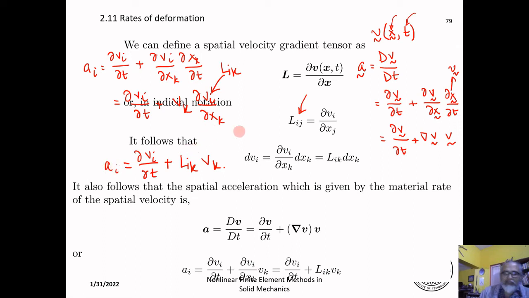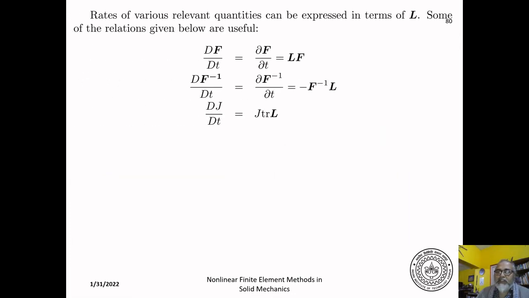Now, several other quantities, several other rates can actually be expressed in terms of this very important tensor, which is the velocity gradient tensor. For example, these are some important results. Let us take the case of F, which we know is F_ij e_i e_j. We can write it like this, and F_ij is ∂x_i/∂X_j. Now note that this small x_i is a function of capital X_i and t.